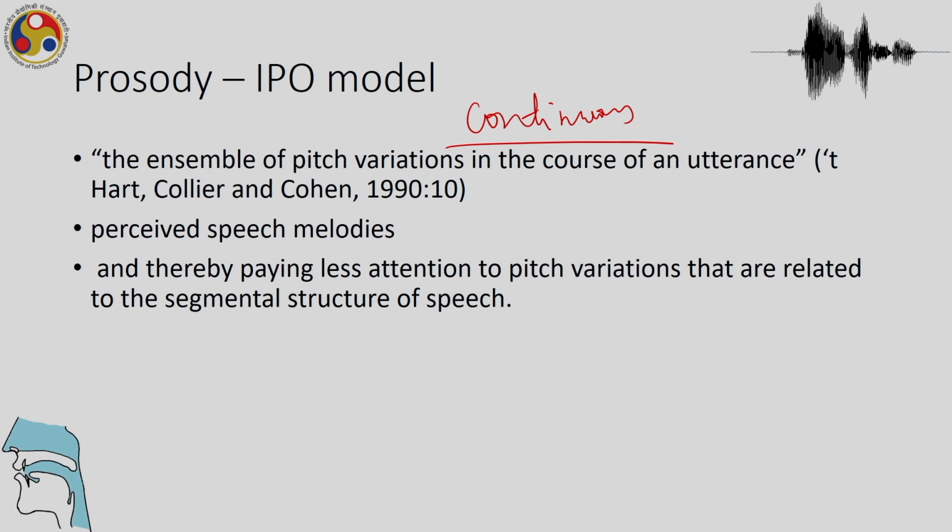That's a difference between different approaches to prosody: some talk about continuous changes, some talk about it in a categorical way, that these are different pitch accents, and some talk about relative differences, continuous changes in the utterance. So keep that in mind. Also, the IPO model paid attention to the perceived speech melodies, thereby paying less attention to pitch variations that are related to the segmental structure of speech, and to the linguistic function of pitch.